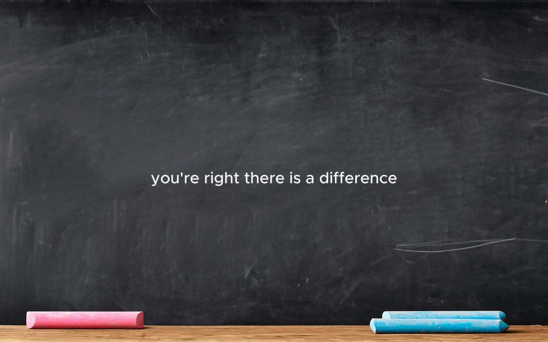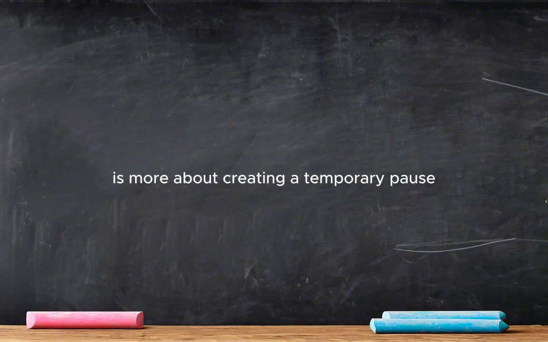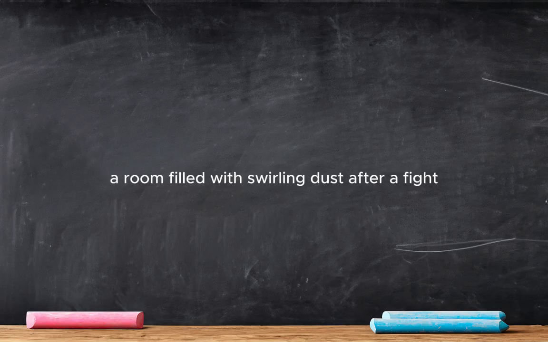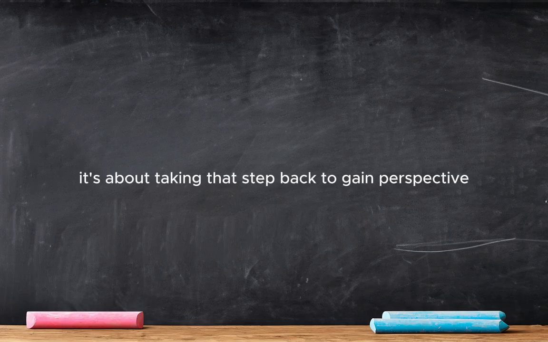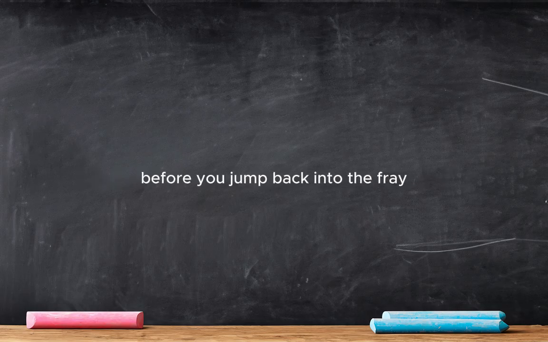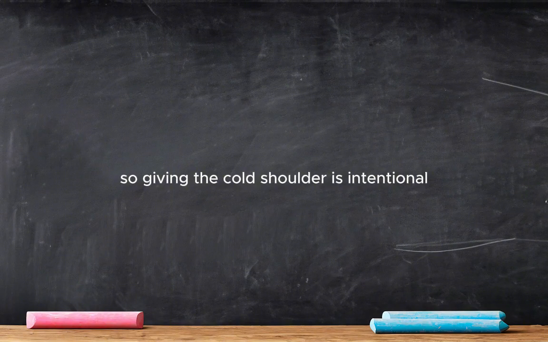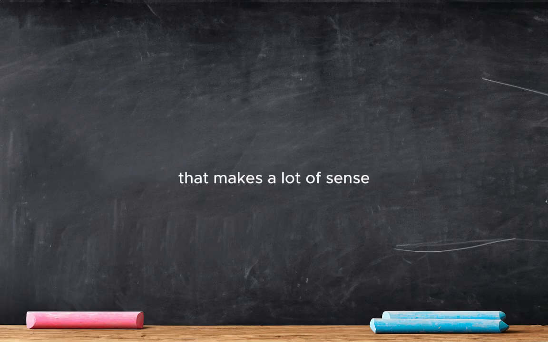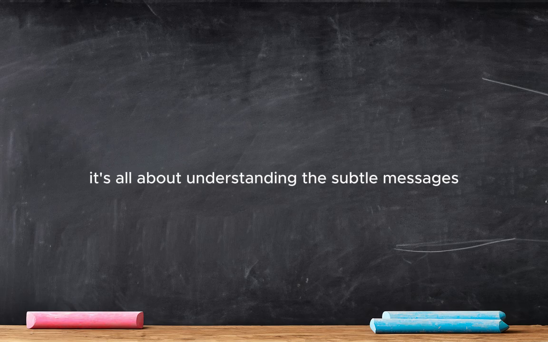You're right, there is a difference. Letting the dust settle is more about creating a temporary pause, allowing emotions to cool down before you address the situation directly. Imagine a room filled with swirling dust after a fight. You can't see clearly until things settle, right? Right, yeah. It's about taking that step back to gain perspective before you jump back into the fray. So giving the cold shoulder is intentional, it's a bit of a power move, while letting the dust settle is more about strategic disengagement. That makes a lot of sense. Exactly. It's all about understanding the subtle messages behind these idioms and using them appropriately.